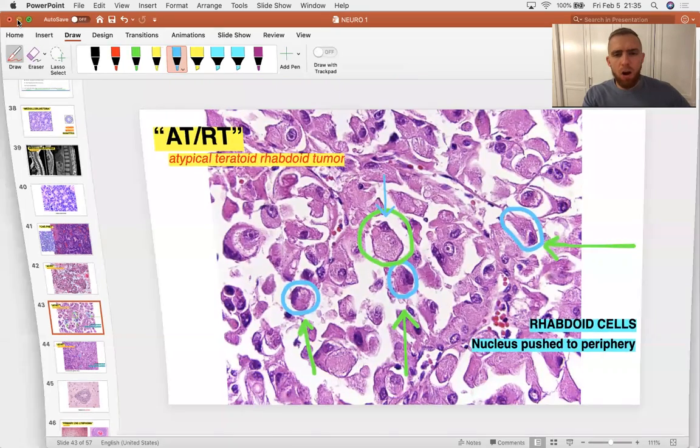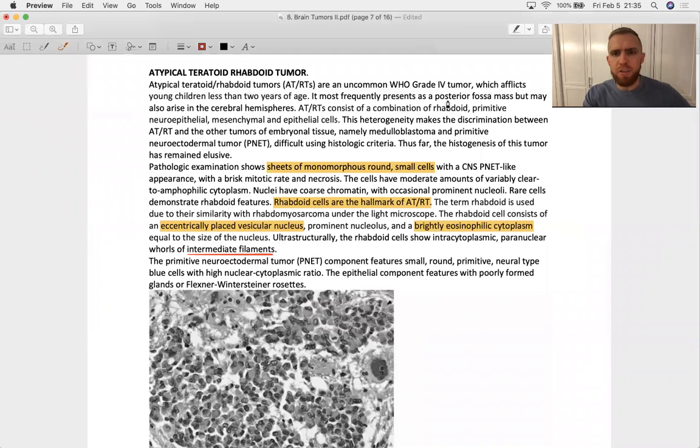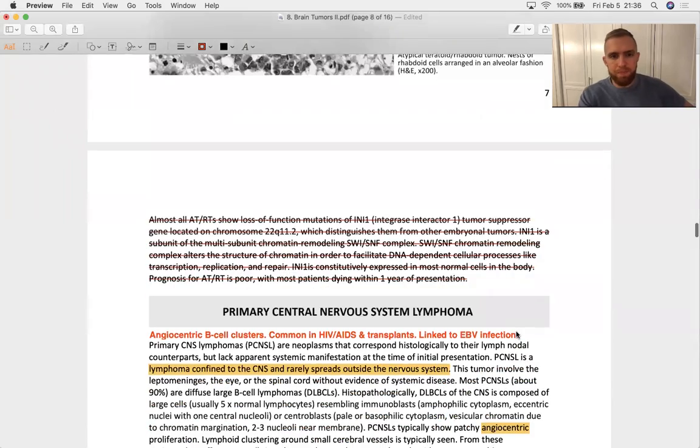The ATRT has that characteristic histology, likes to present in the posterior fossa, right? So the cerebellum. And they consist of a combination of many cells. And so it's very tough to determine the cell of origin. They won't ask you that for this. All that they would really ask you is just, can you make the diagnosis if given the proper histology?